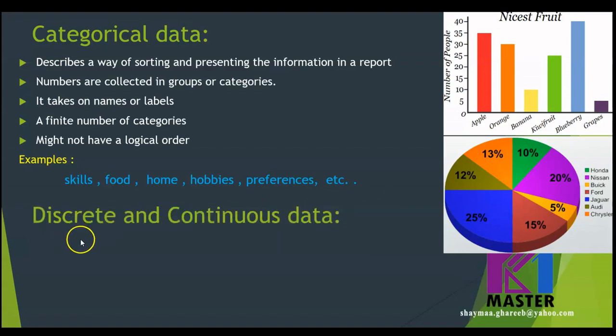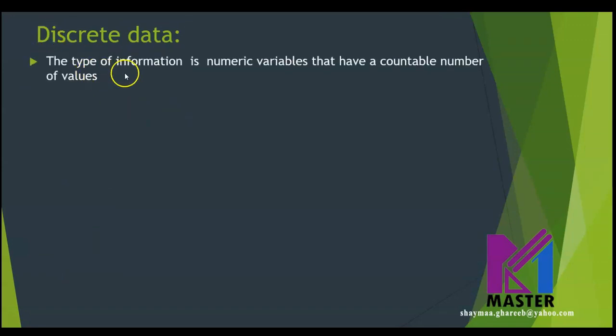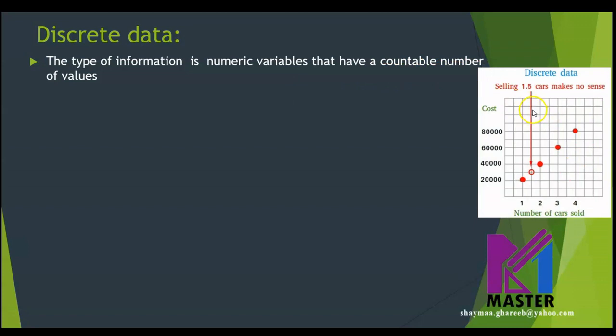Now we are going to talk about discrete and continuous data. They are two different types of information. We'll start with the discrete data. The type of information is numeric variables that have a countable number of values. What is the meaning of a countable number? A whole number. For example, look at this graph here.